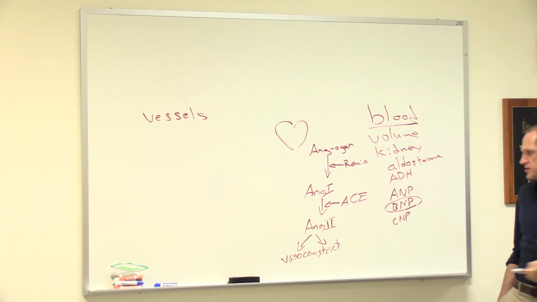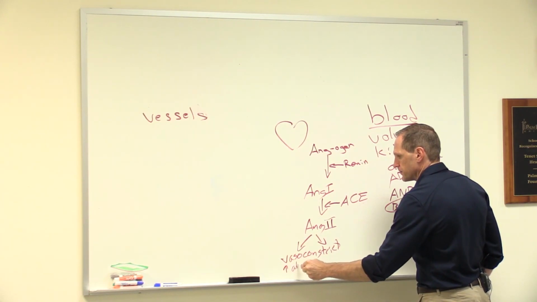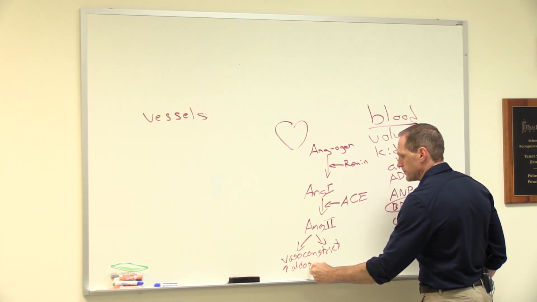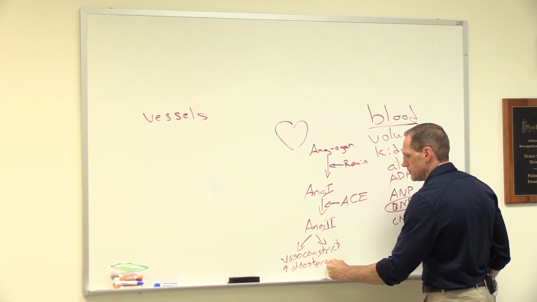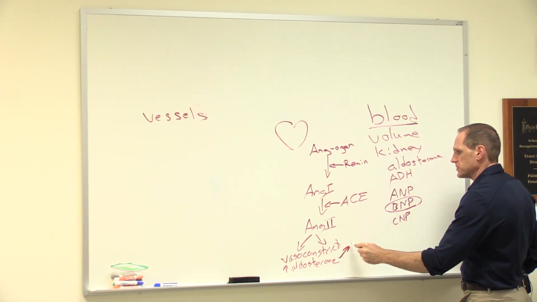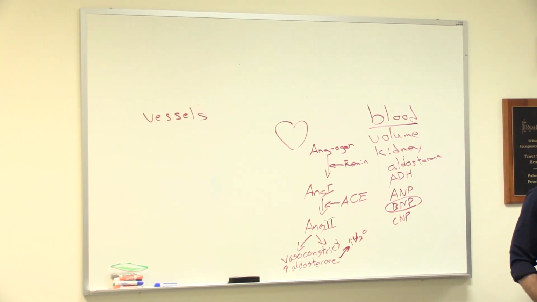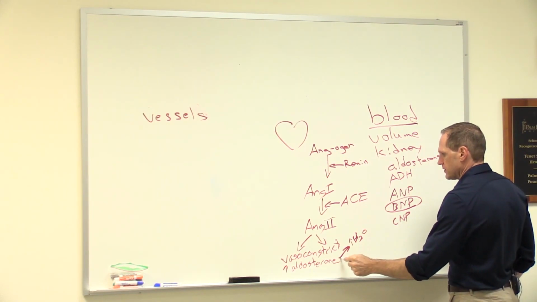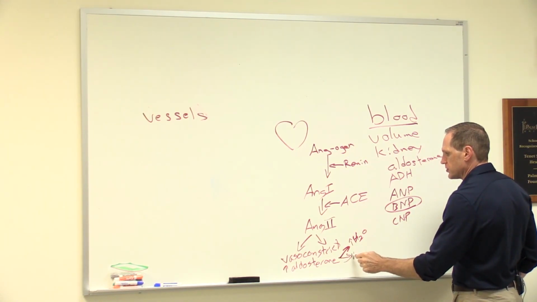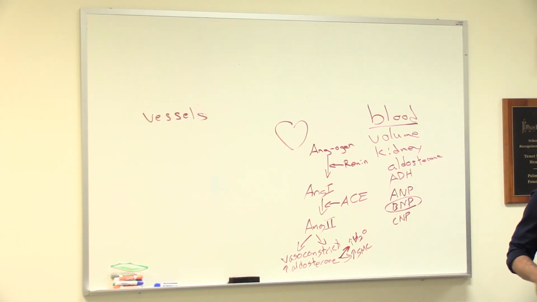Second thing it's going to do is it's going to increase the secretion of aldosterone. What is that going to do? Okay, so it's going to lead to more sodium potassium pumps, so we're going to retain water and sodium. What's that going to do to blood pressure over time? Help to increase it. Aldosterone has another effect, and that is to increase smooth muscle cells in the arteries.